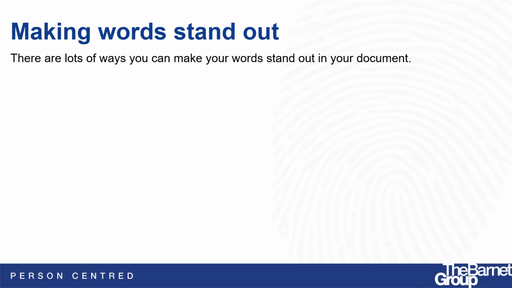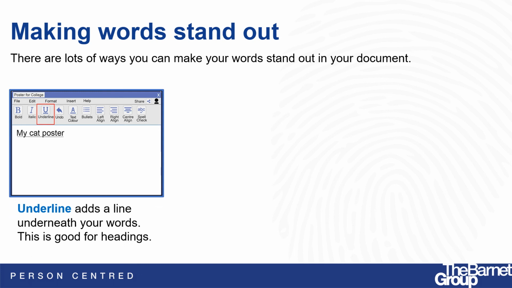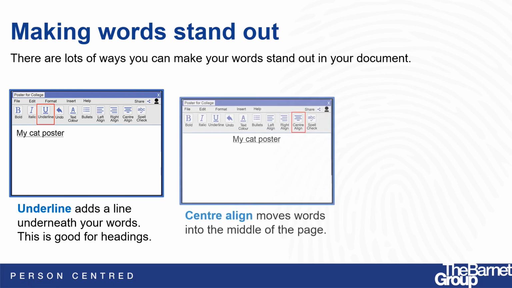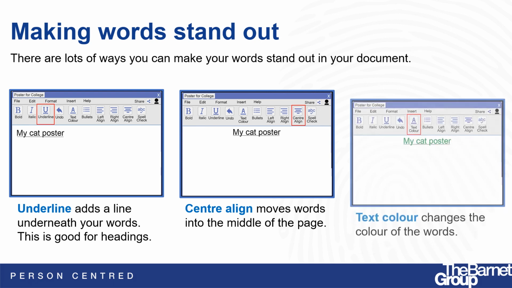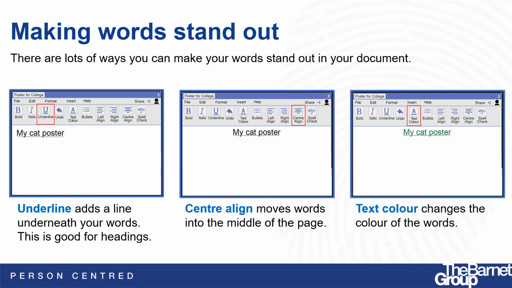Making words stand out. There are lots of ways you can make your words stand out in your document. Underline adds a line underneath your words. This is good for headings. Center a line moves words into the middle of the page. And text color changes the color of the words.